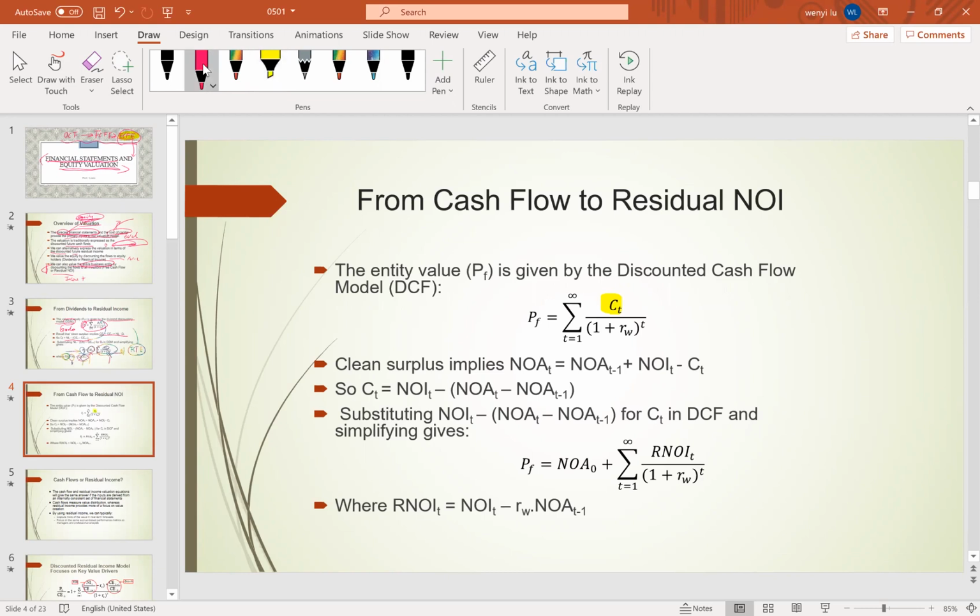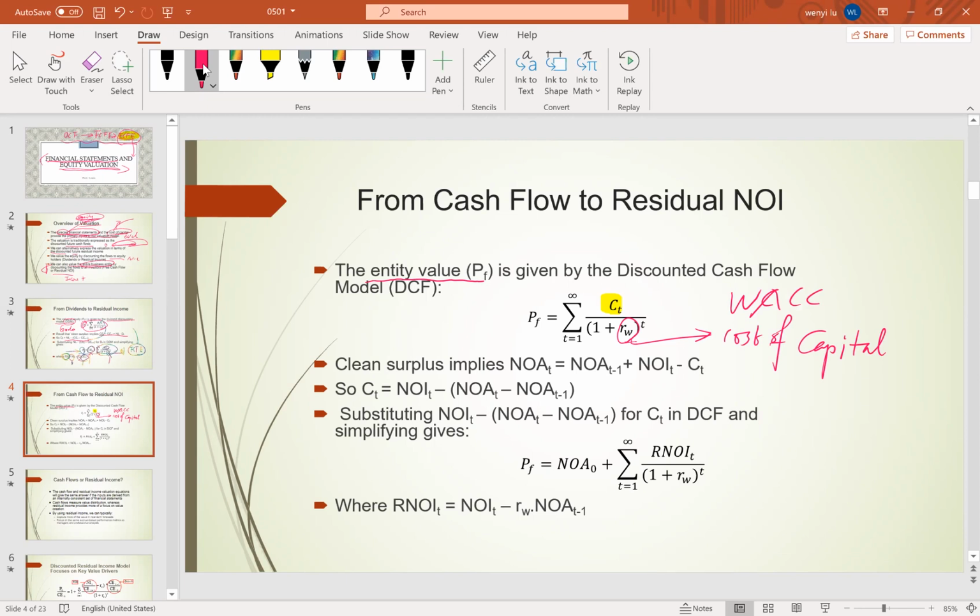So we will discount our free cash flows to time 0 to solve the whole business value. And this one here is not the cost of equity anymore, but the cost of capital, including both equity and debt. So this one is actually the weighted average cost of capital.